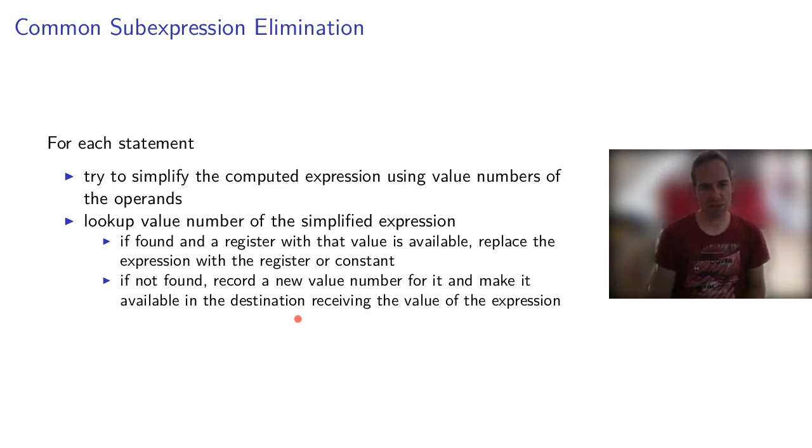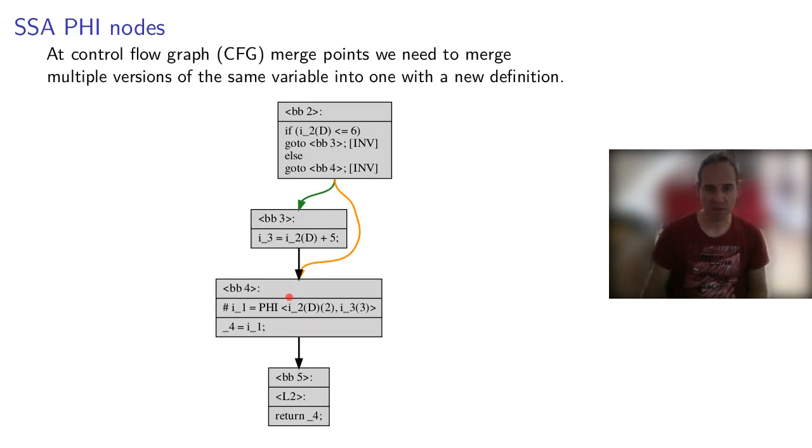In the implementation we are talking about, the value numbers are either constants, because a constant is a value number on its own, or they are the variable with the SSA version of the variable the expression was assigned to when we didn't find it before. So let me go back one slide. For example, if we visit this statement and we look up the I2 plus 5, we can't find it in our hash table, the value number will be I3 in that case.